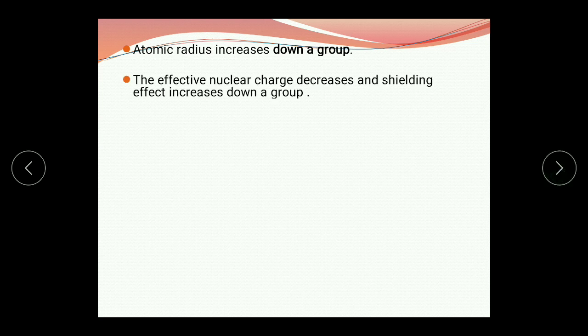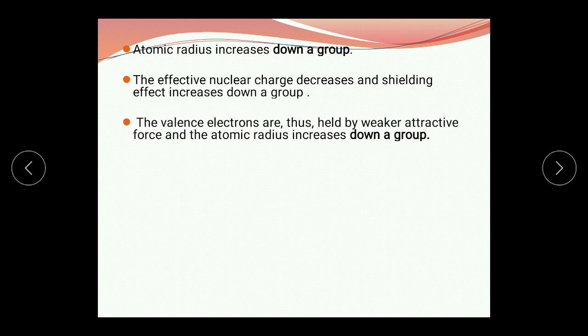Now, what happens down a group? We have seen that atomic radius increases down a group. As we move down a group, in any group, the effective nuclear charge decreases, exactly opposite. And the shielding effect also increases, because as we move down a group, an extra valence shell is added every time. The valence electrons are thus farther from the nucleus, because of the increasing distance between the nucleus and the outermost shell. Why? Because one extra shell is added every time.